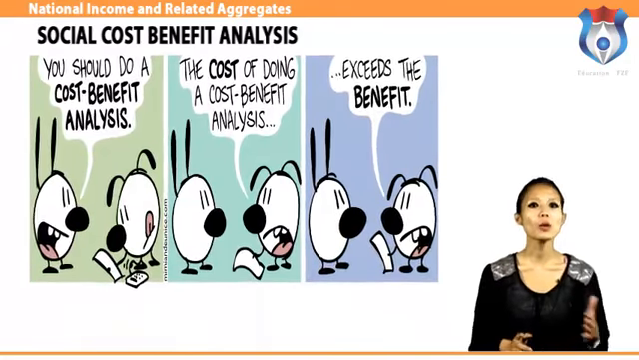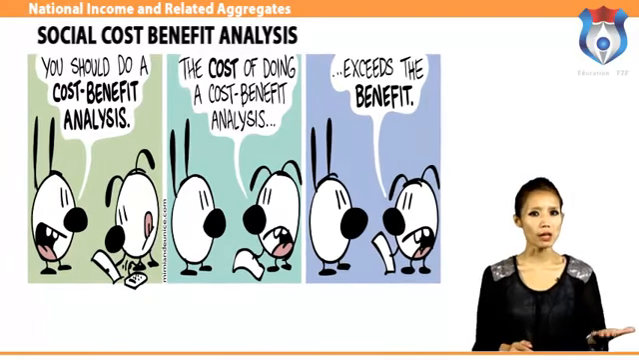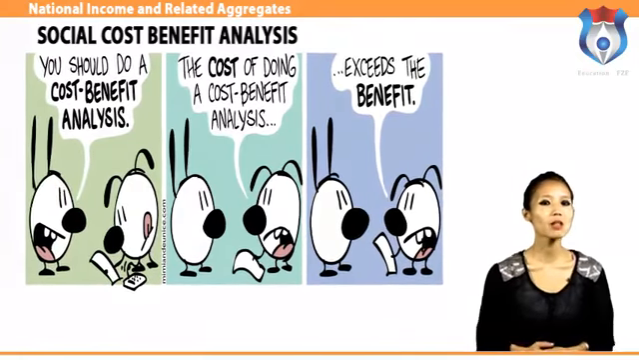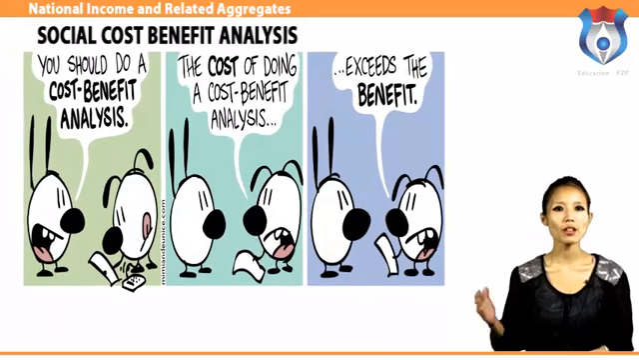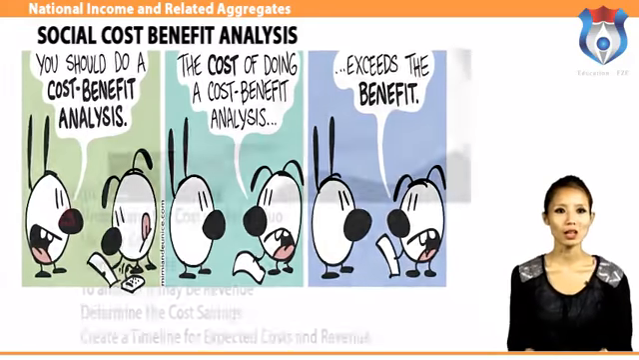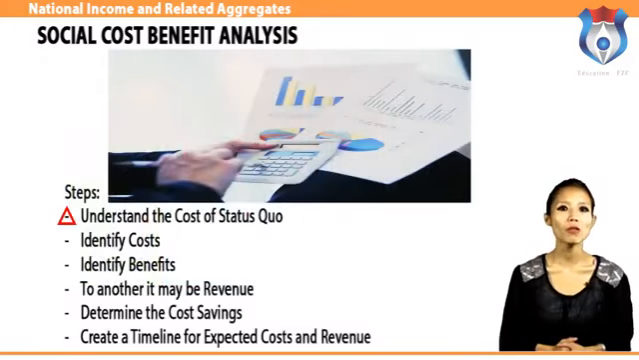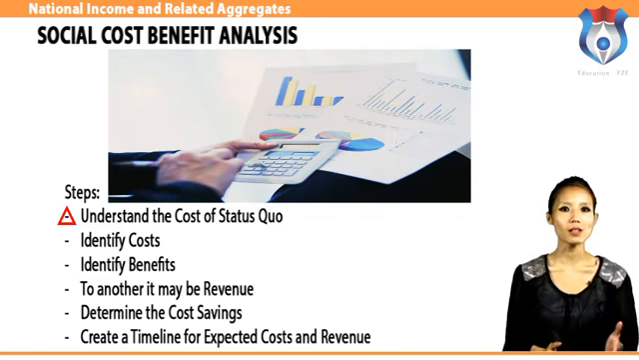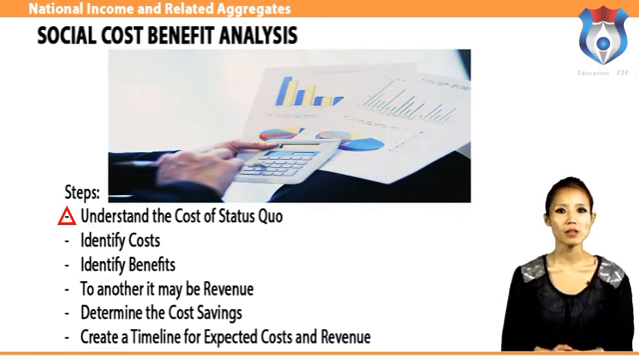For example, we may be spending standard capital goods today in order to obtain environmental benefits tomorrow. Benefits and costs may be uncertain. Let's look at the steps involved in cost-benefit analysis. There are mainly 6 steps.